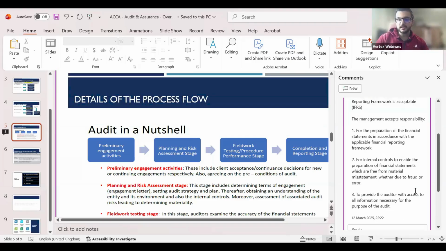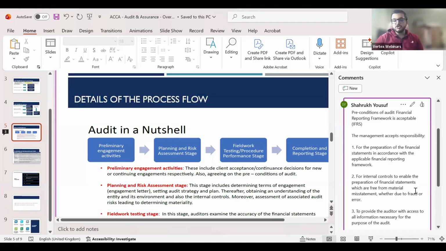And the third responsibility is very simple, that management should agree that the auditor has the right to access everything, every information the auditor considers necessary, considers important, he can access it.